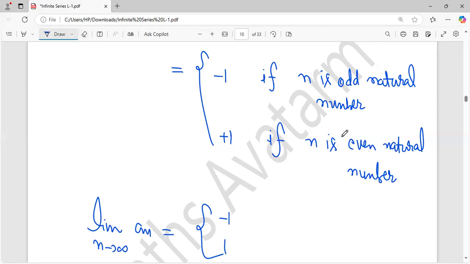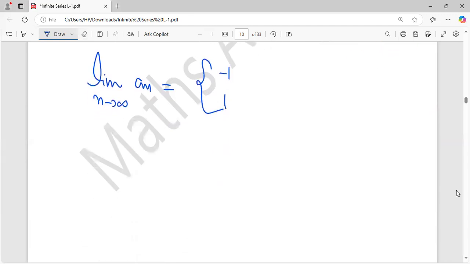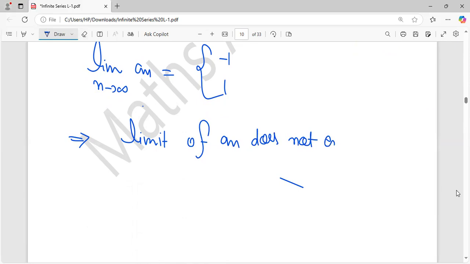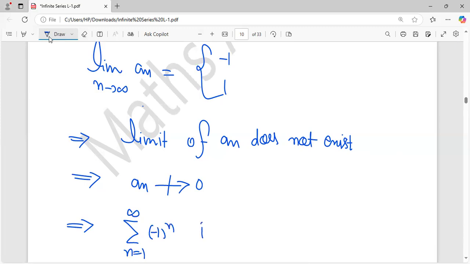And the limit is always unique. Whenever a limit exists, it is always unique. So this implies the limit of an does not exist. Okay, so because this is oscillatory, this implies an does not tend to 0. So this implies this series is not convergent.